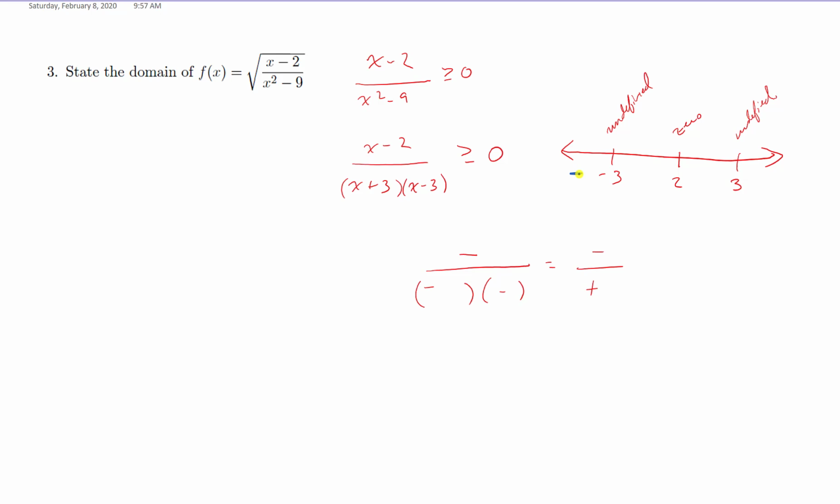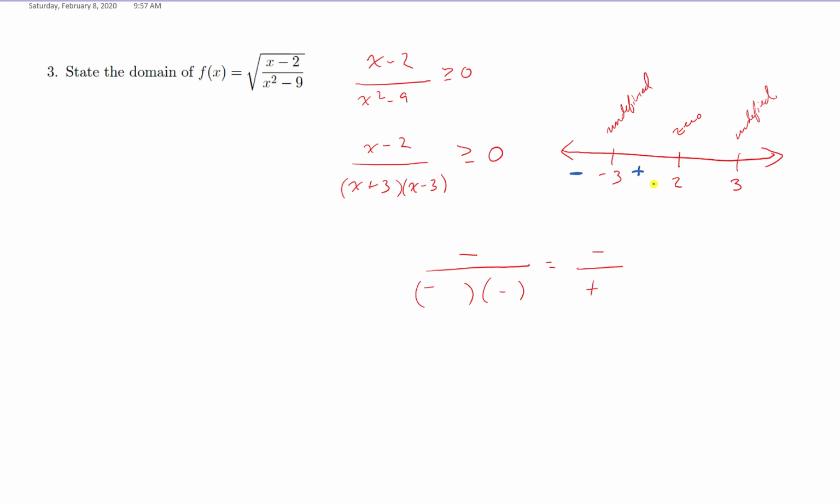But if we were to pick a value like 0 and plug it into this radicand, you could do it up here, or you could do it in the factored form, it doesn't matter. Let's plug it into this first expression. If I plug in 0, I'll have 0 minus 2. Well, that's negative, surely. But if I have 0 squared minus 9, the denominator is also negative. And so, in fact, if I take a number like 0, or any number between negative 3 and 2, and plug it into the expression, I'm going to have a positive value, and so the radicand will be greater than 0.